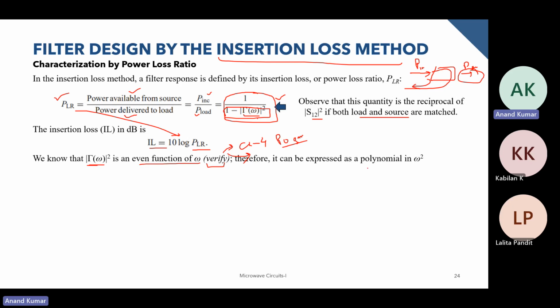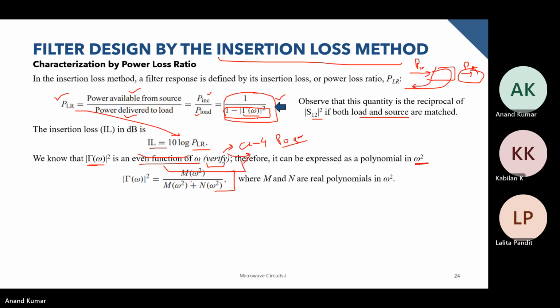And hence, if you assume that it is an even function of omega, we can write this gamma squared in terms of a polynomial of omega squared. So if you assume this to be true, we have M of omega squared and N of omega squared, where M and N are both real polynomials in omega squared. So we are defining this ratio expression over here, and then we can use this to write the power loss ratio in terms of M and N.